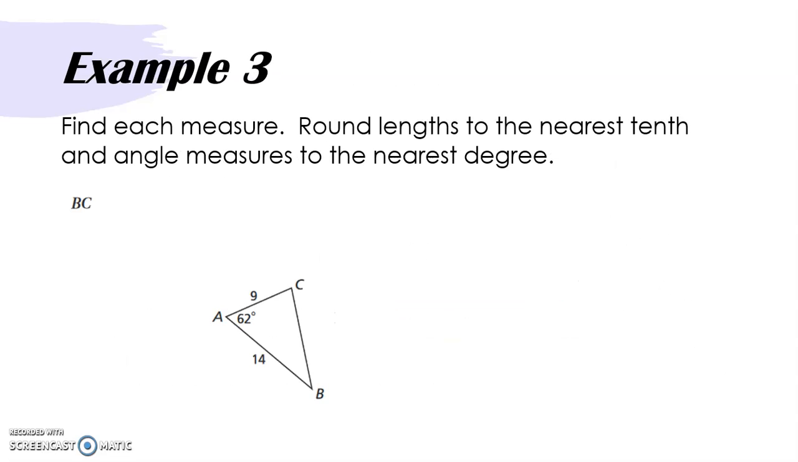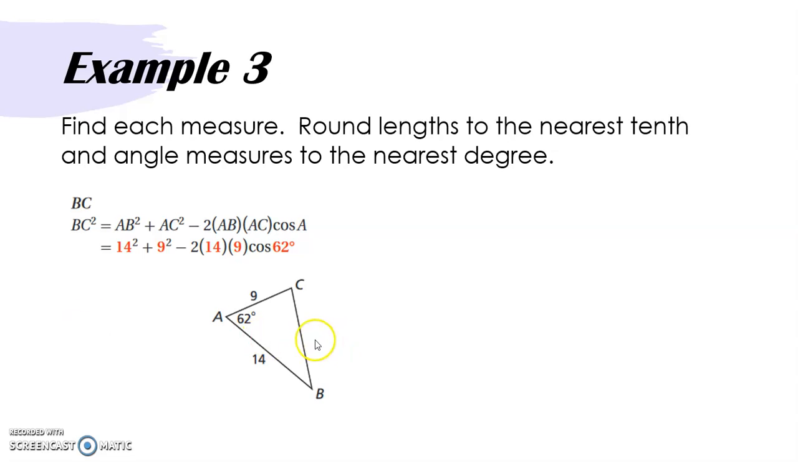In example 3, they wanted us to find each measure, and they want us to round the lengths to the nearest tenth and angle measures to the nearest degree. So in this triangle, they want us to find the length of BC, which is over here. Now notice we know 2 sides and the angle in between, and that angle is across from the side that we want to know. So this is set up perfectly to use the law of cosines. So try and put these into the formula in the correct spot, and then press play to see if you're right.